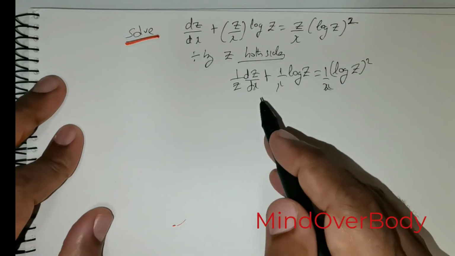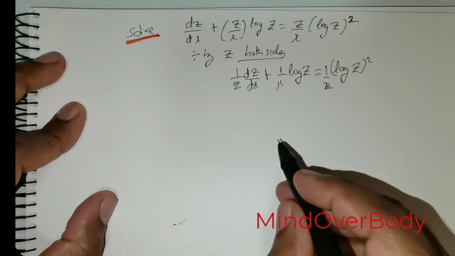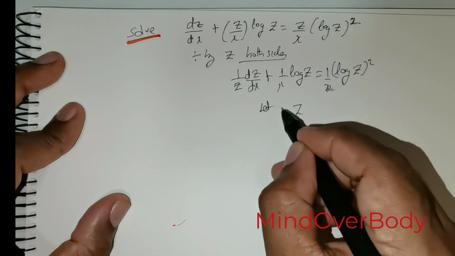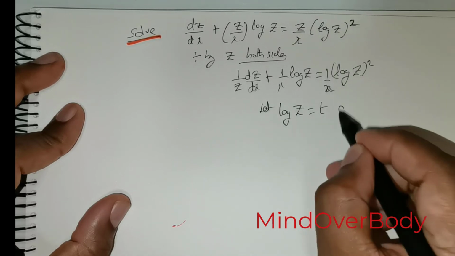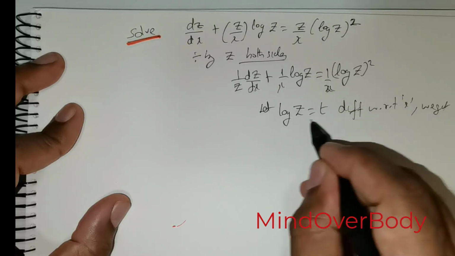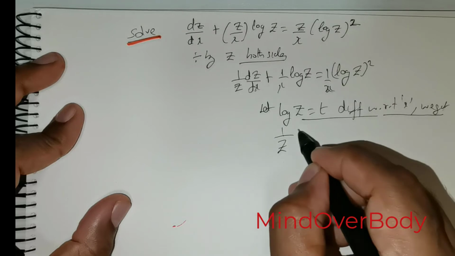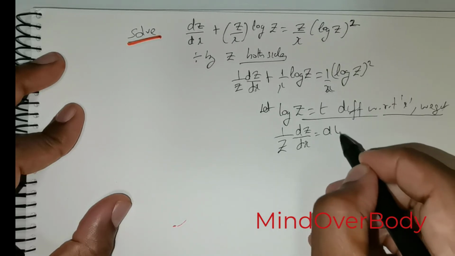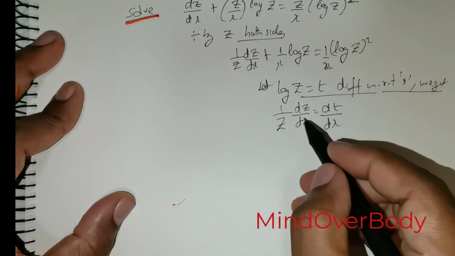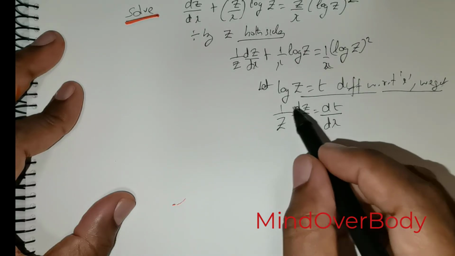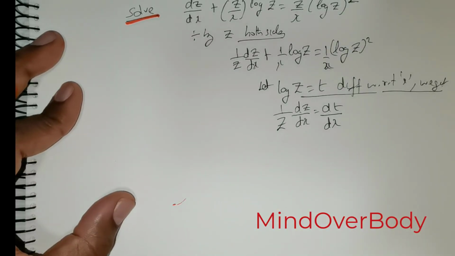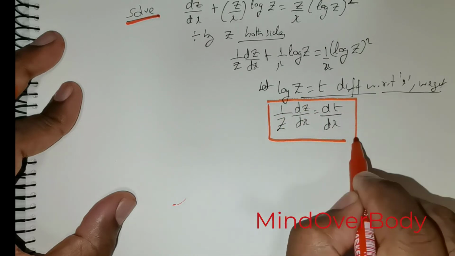Now I need to bring this into the Leibniz linear differential equation type of form. For that I'm going to say let log z be equal to t. If I were to differentiate this with respect to x, we get 1 over z times dz over dx is equal to dt over dx. This is what I've got. Now I will have to substitute dt over dx in place of 1 over z dz over dx. So this is the substitution that will be going in.